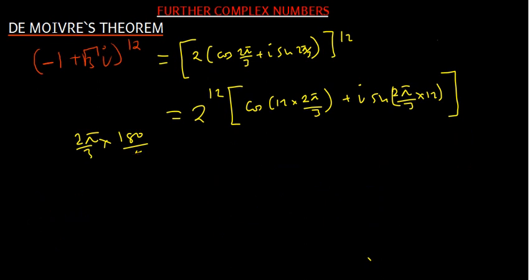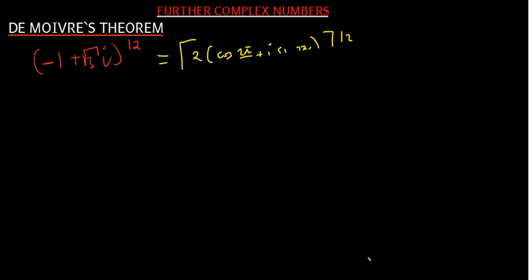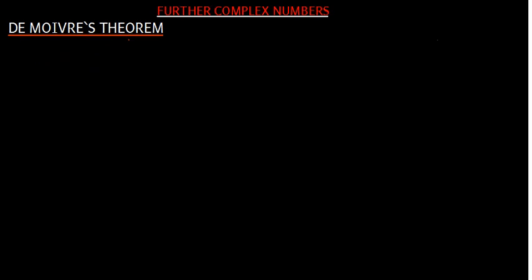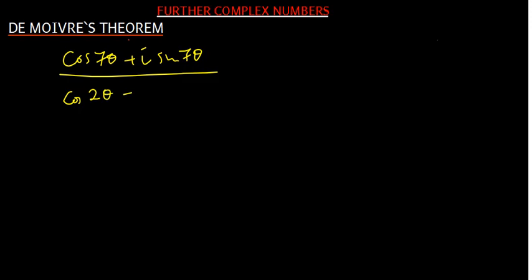Now let's look at another form. We see how we are able to simplify. Well, if you've been given, say, cos 7 theta plus i sin 7 theta, and then what you want to do is this is divided by cos 2 theta minus i sin 2 theta. Now we want to simplify this one using the Moivre's theorem.